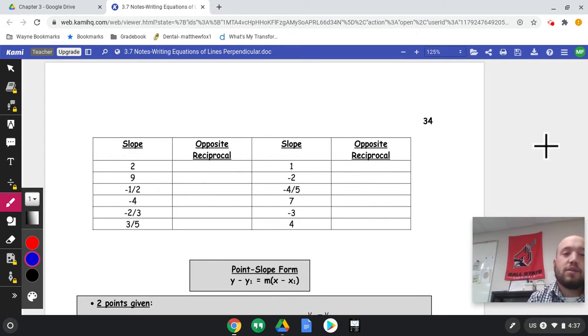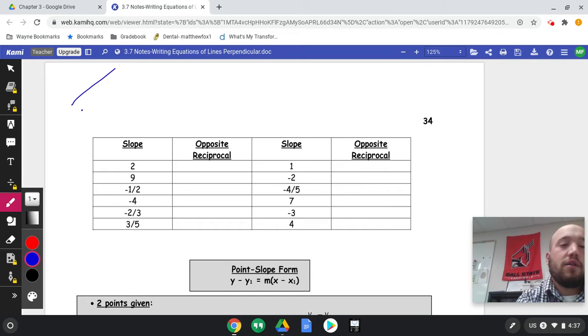Remember, yesterday we talked about equations of lines, specifically those that were parallel. So, real quick review: if they're parallel, we know they have the same slope. They're going to run parallel to each other. If they're perpendicular, that is not the case.